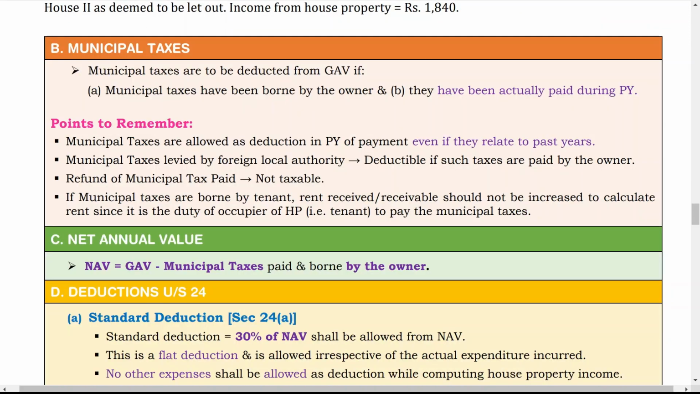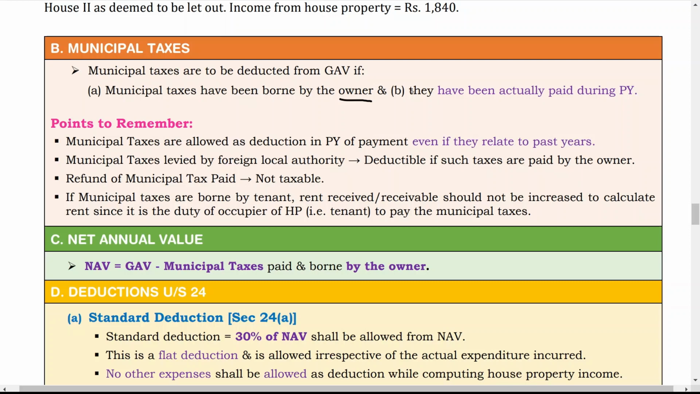Municipal taxes are to be deducted from GAV if municipal taxes have been borne by the owner. I already mentioned this concept in one of my videos. They must have been actually paid by the owner during the previous year. If it is actually paid during the previous year, then only it is deductible. Otherwise, it is not deductible.